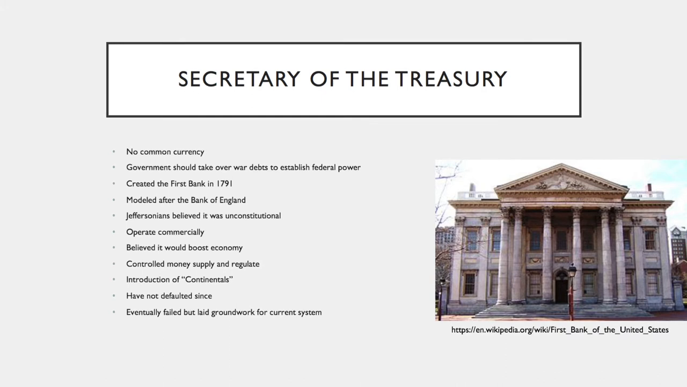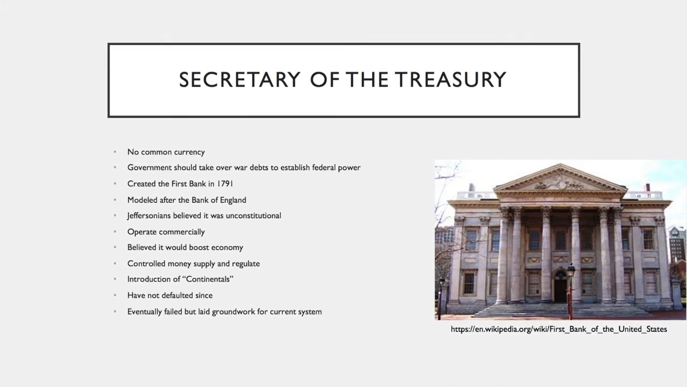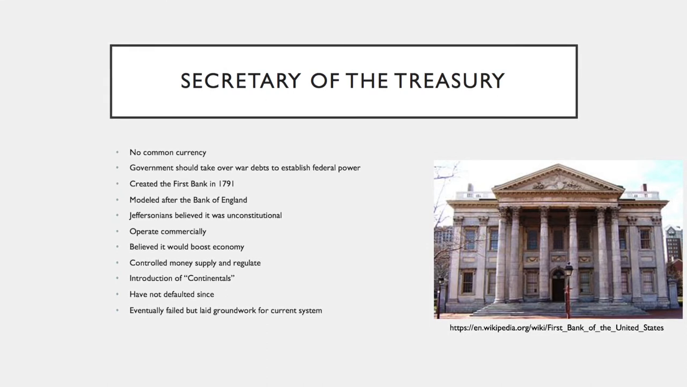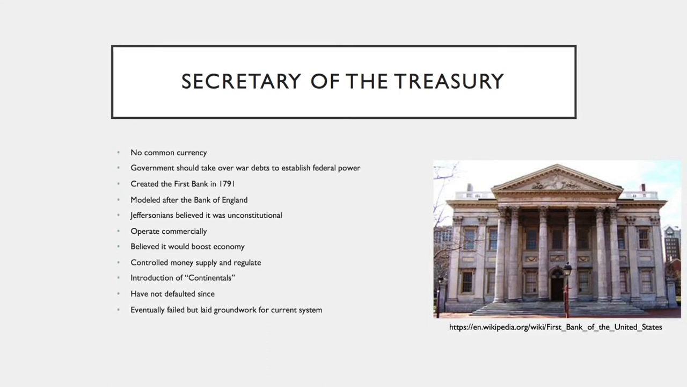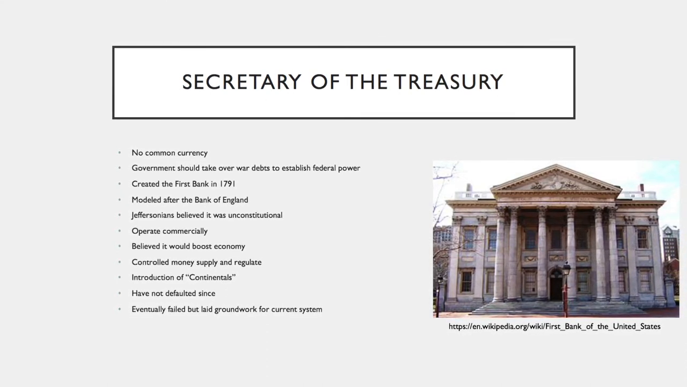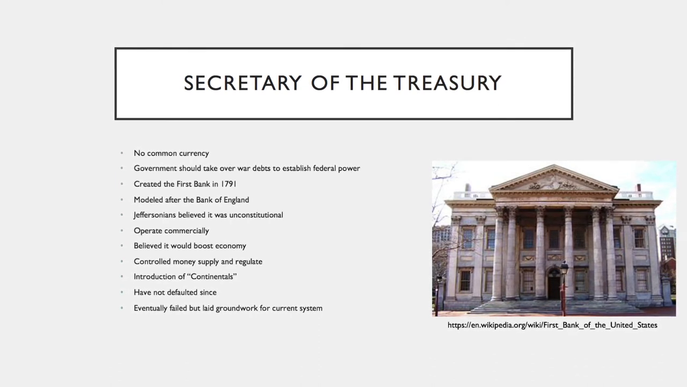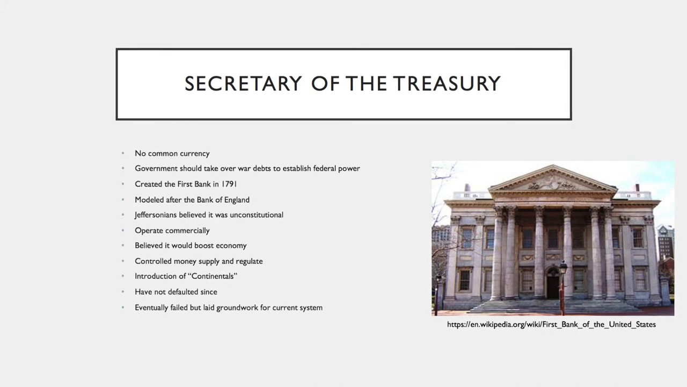Hamilton was also one of the first banks to operate as a commercial bank. He believed it would help boost the nation's economy by doing things like extending credit to businesses to ensure success. It was also put into place to control the money supply and regulate the amount of notes state banks could issue by transferring reserves to different parts of the country.